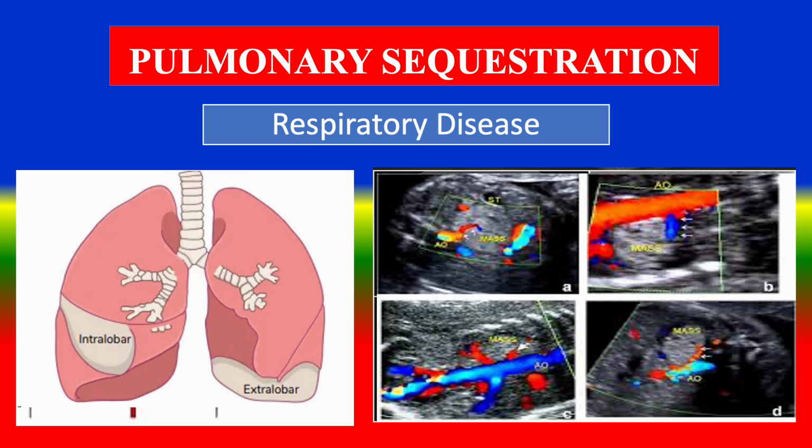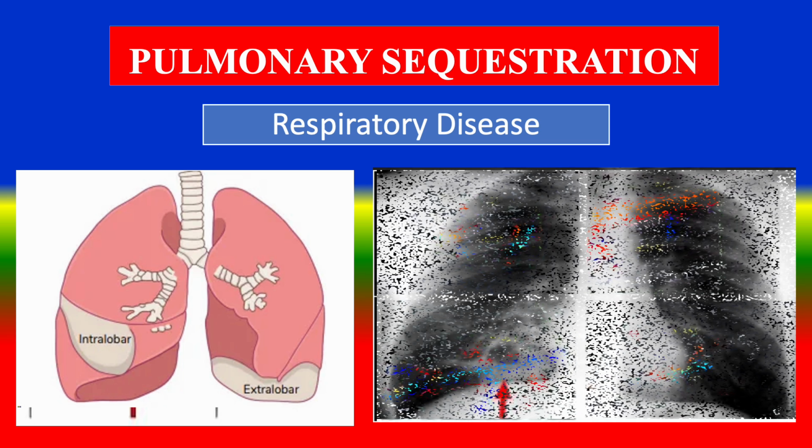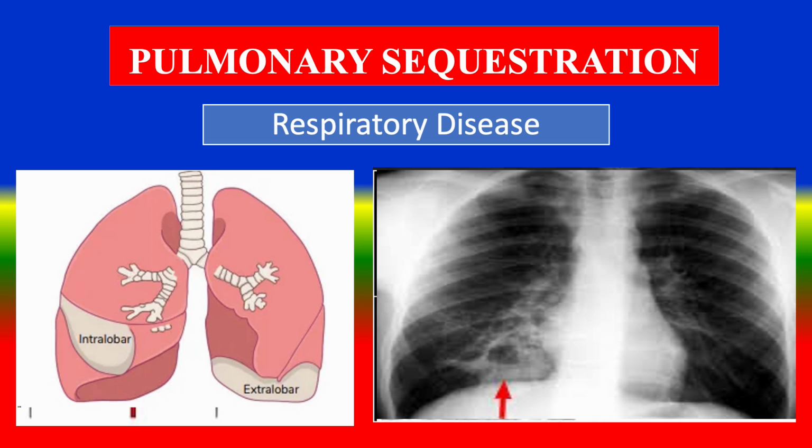MRI, magnetic resonance imaging, helps in visualizing abnormal lung tissue and blood supply. Doppler ultrasound identifies systemic arterial supply to the sequestrated lung tissue. Then chest X-ray to identify abnormal lung masses. Look at these findings, and the details going on.